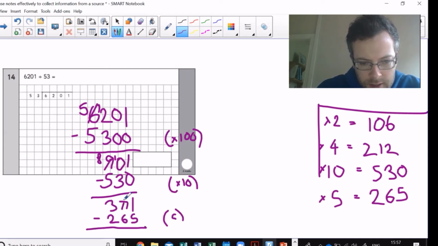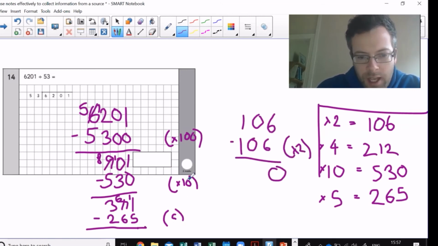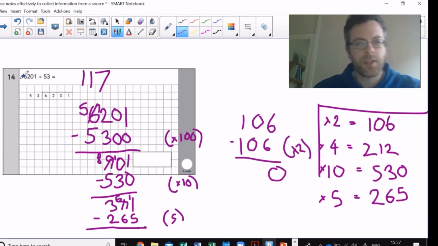So I need to exchange that, make that 6. So I'm left with 6. I'm going to do it up here. 6 ones, no tens, and 100. Take away another 2 lots, and that gets me to 0. So my answer is, I've taken 110, that was a 5, 115, 117 lots, and it's got me to 6,201.